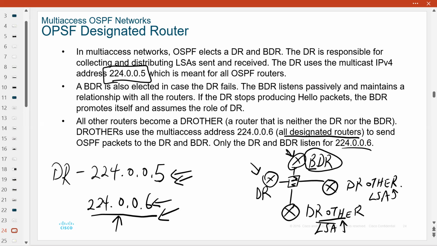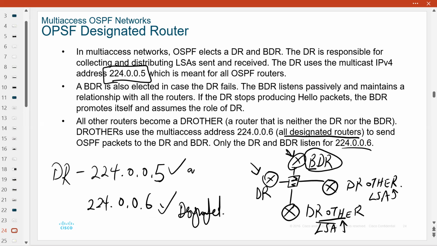I think basically this is what this slide discusses. So it's important to take note of these addresses. In a typical exam, you will be asked about these addresses. Identify what these addresses are. So this one is for designated routers. This is for all OSPF routers.